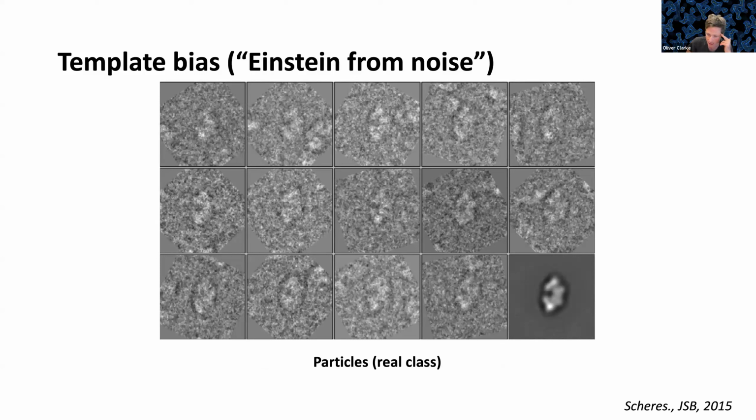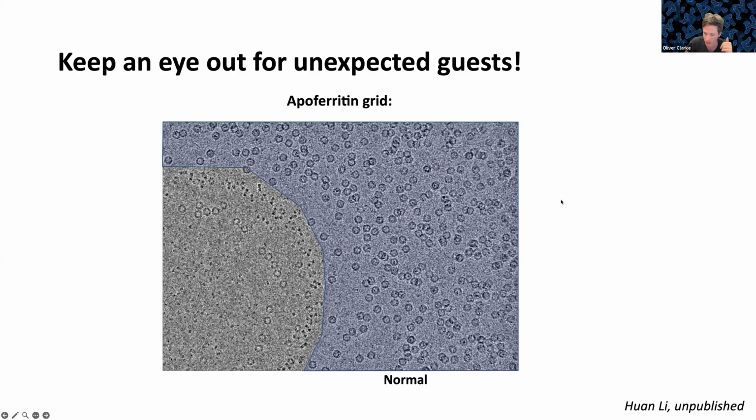Also on the picking and validation side of things, I would just highlight that you should always keep an eye out for unexpected guests, right? So this was from a data set we collected on apoferritin, and we saw all these normal looking apoferritin particles. What's kind of interesting here is we see a gradient where we see normal apoferritin particles in the slightly thicker ice. We see something else in the slightly thinner ice. And then we see what look like apoferritin particles again in the thinner ice, which is a little bit weird, right?